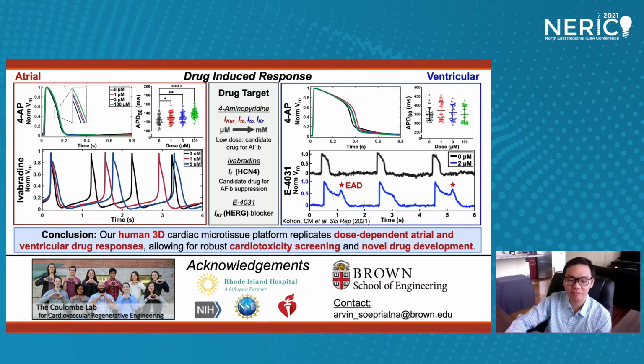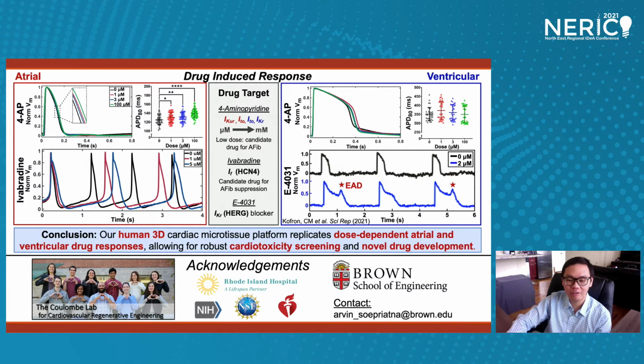We also tested ibuprofen, which is a candidate drug for AFib suppression that blocks the funny channel. And likewise, we detected a dose-dependent increase in spontaneous activity cycle length in atrial microtissues. The final drug, E4031, is a hERG channel blocker, and although not a drug for treating AFib, we wanted to highlight that we can also detect arrhythmic events like early afterdepolarization in our platform, as shown by the red star in the traces.